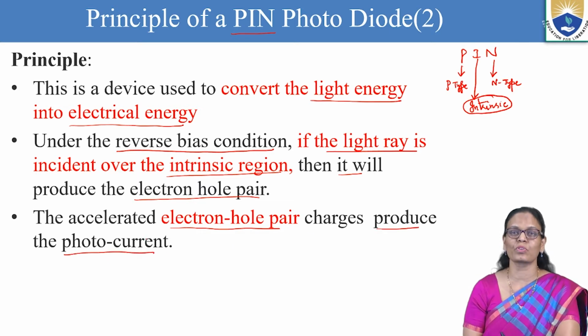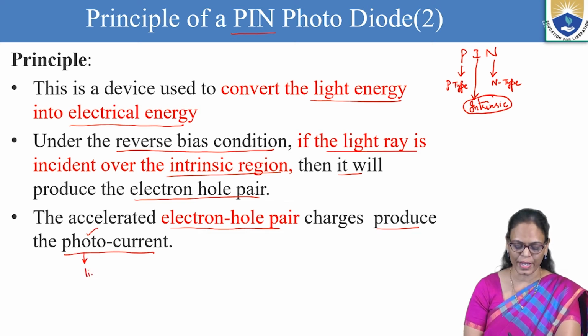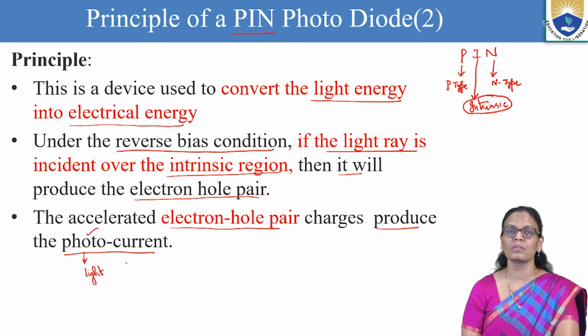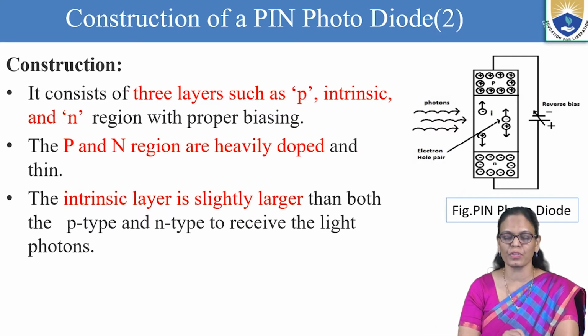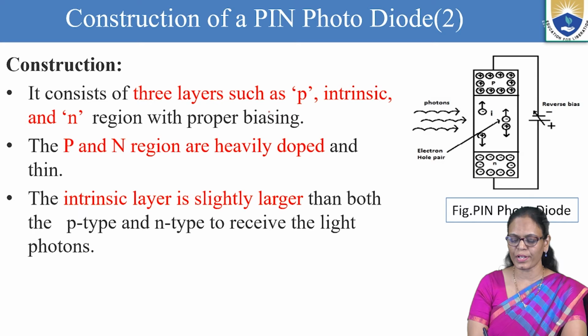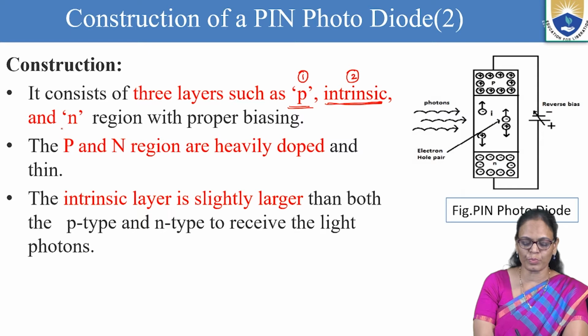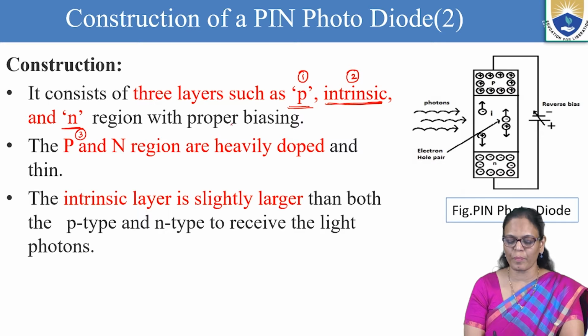Why we are calling it as photocurrent? Because it is due to light. Photo is always related to light. So we call it as photocurrent. Now coming to the construction of this pin photodiode, or we may simply say it as pin diode. It consists of three layers. What are the three layers? The first one is the P layer, the second one is the intrinsic layer, I layer, and the third one is the N layer with proper biasing.